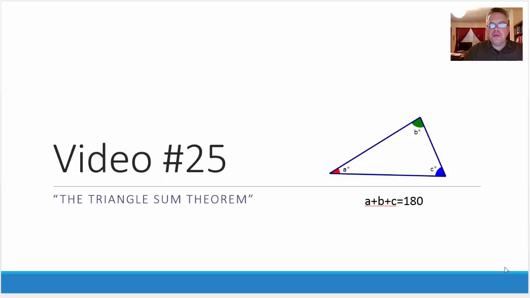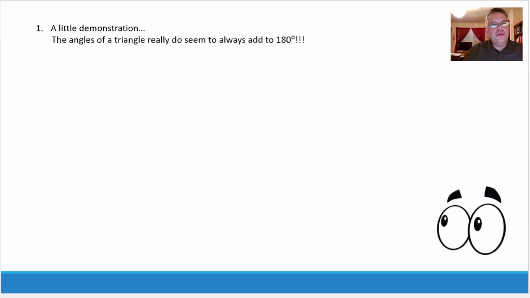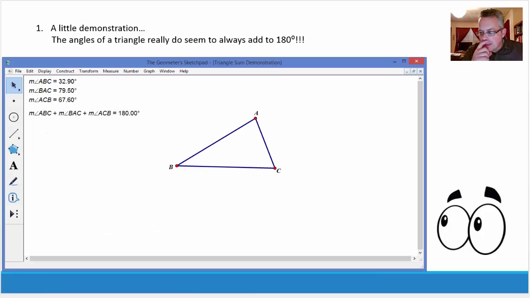This is video number 25. We're going to talk about the triangle sum theorem. We're going to talk about what the angles of the triangle add up to. Most people already know that the angles of the triangle add up to 180 degrees, but I want to give a little demonstration here. I have a program called Geometry Sketchpad, and we can see that this is really true.